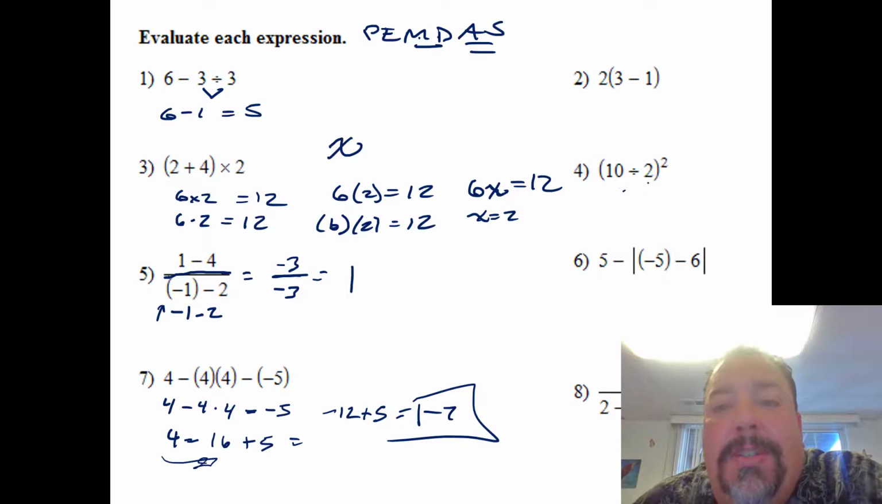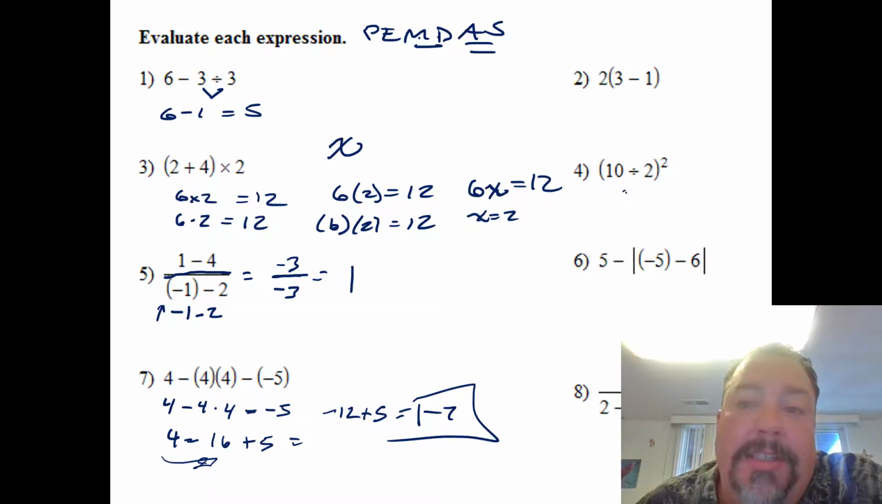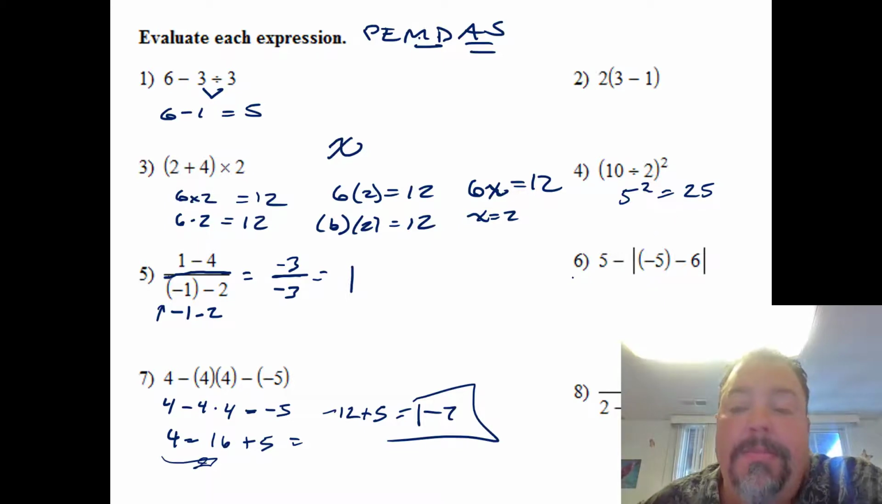A couple more examples here, just to show you, this one's got an exponent. So we do the inside of the parentheses. 10 divided by 5 is 2. 5 squared. Again, squaring means multiply by itself, so we end up with 25.